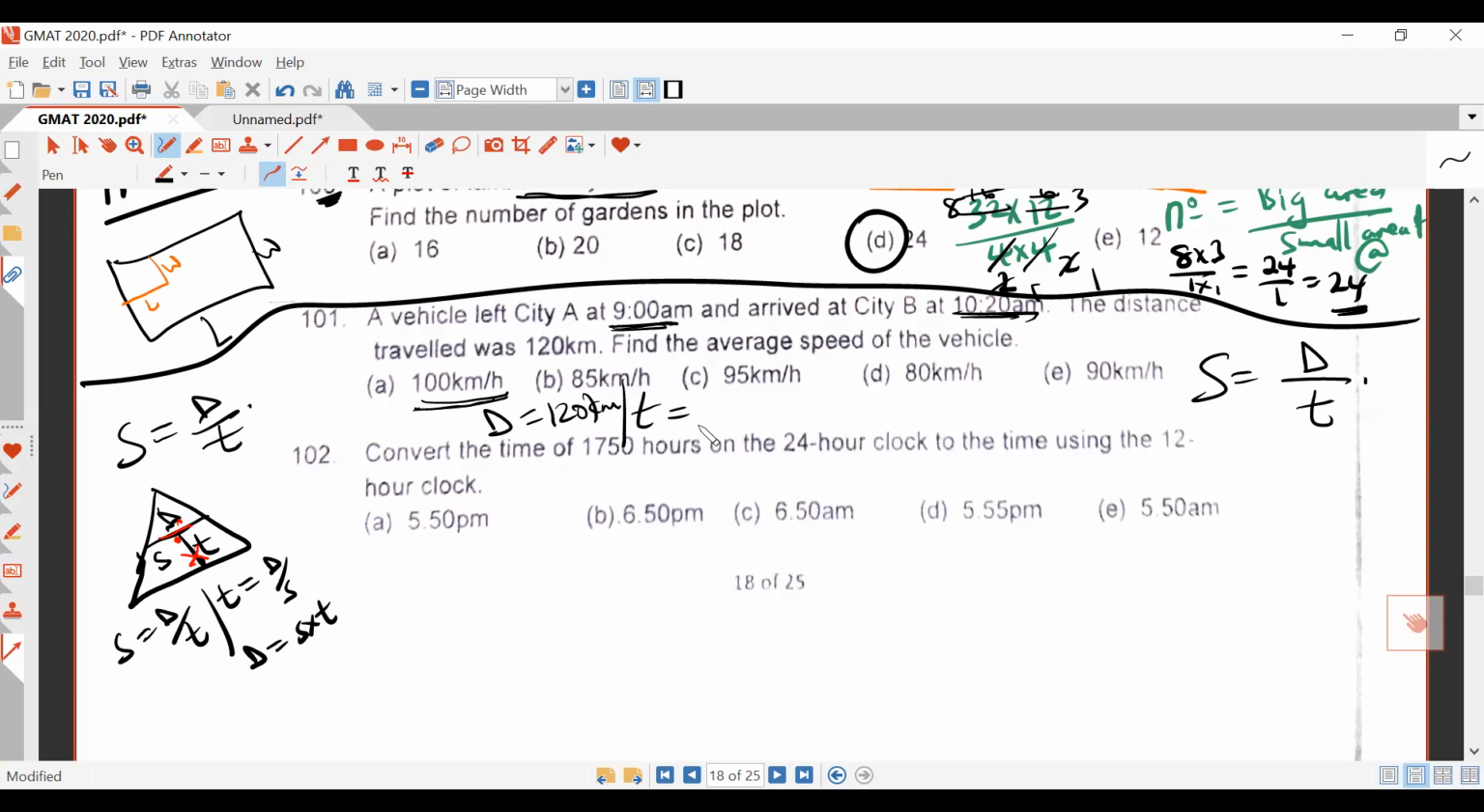1 hour, 20 minutes? Yes, 1 hour, 20 minutes, correct. But according to these units here, everything should be in kilometers per hour. So we have to change this one to a fraction, in other words, in hours. So how do we do that? That is 80 divided by 60. Yes, because in 1 hour there are 60 minutes. So 60 plus 20, you get 80 minutes.